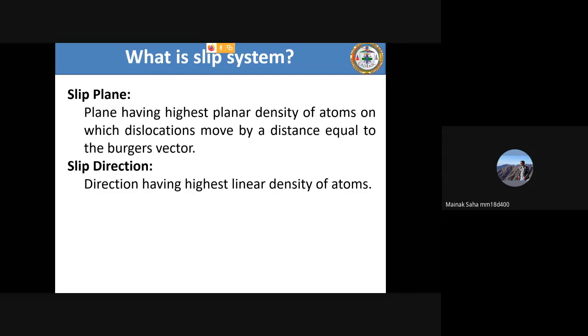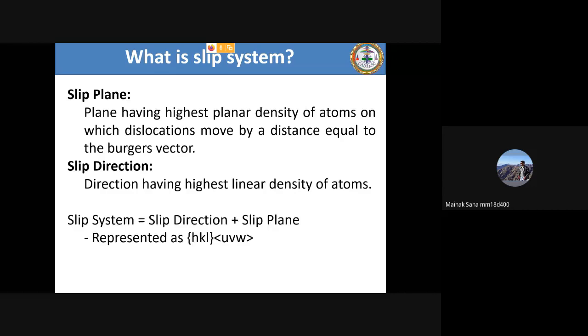If you have the slip plane and slip direction, the slip system is basically the combination of the slip plane and the slip direction. It's represented as {hkl}<uvw>. If the Miller indices of the slip plane are hkl and of the slip direction are uvw, the plane is represented in curly brackets and the slip direction in angle brackets.